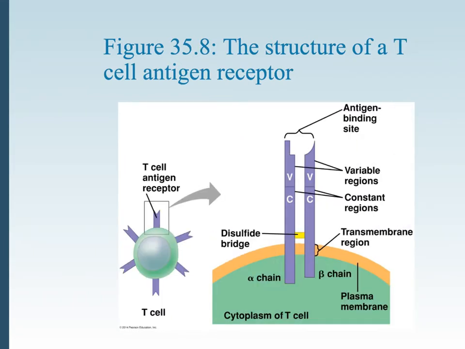The T cell antigen receptor looks a little bit different in just that instead of being Y-shaped, it's just linear. But the variable end is still here, and we still have the constant end, and it's still locked together by that disulfide bridge.